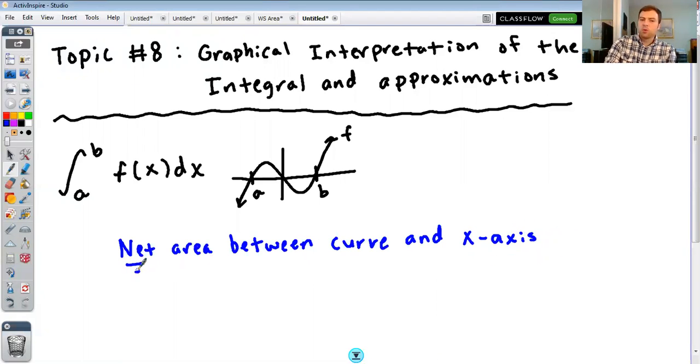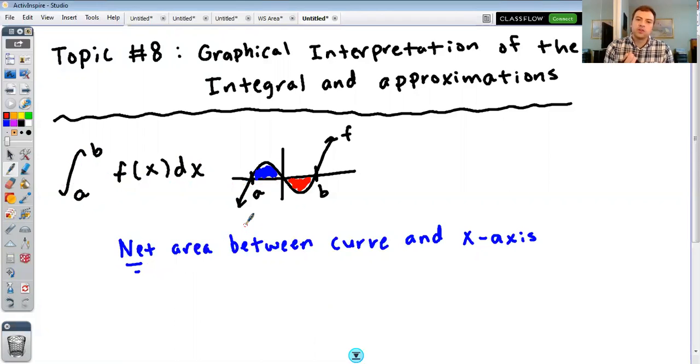That word net is important because net means we're going to take area that's above the x-axis, and we're going to call that positive area. And then the area below the x-axis will be thought of as negative area. So it's going to take the area of this region minus the area of this region to create a net area. So whenever we see this integral, I always want you guys to think of this as area under the curve. Area above is positive, area below is negative. When you combine the positive and the negative, you get a net area.